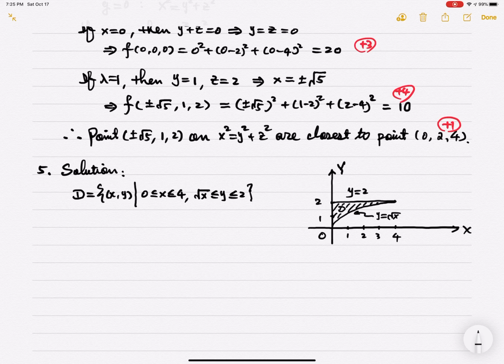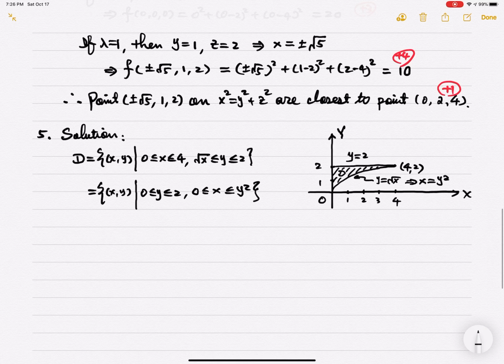Now, if you want to reverse the order, then we write this as x, y. Now you see, this time y changes from 0 to 2. x, okay, from 0 to, well, this means x equals y squared. So that means x changes from 0 to y squared. Okay, once we write this, then we say the integration.